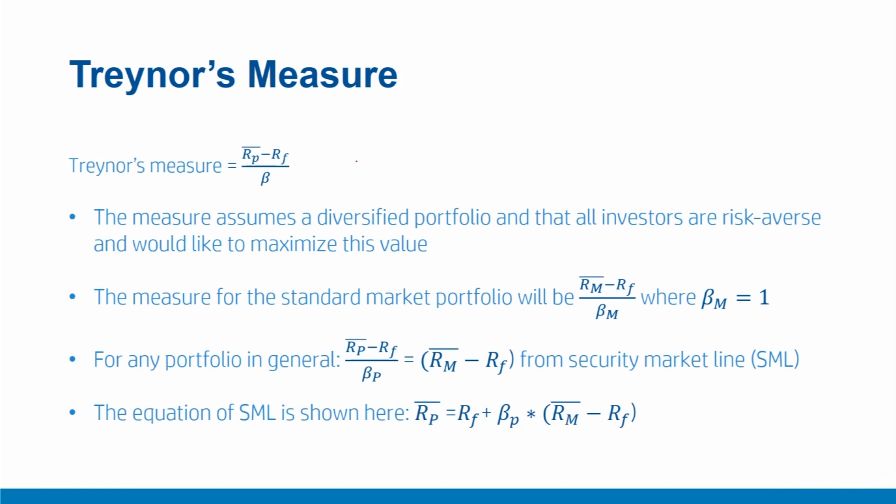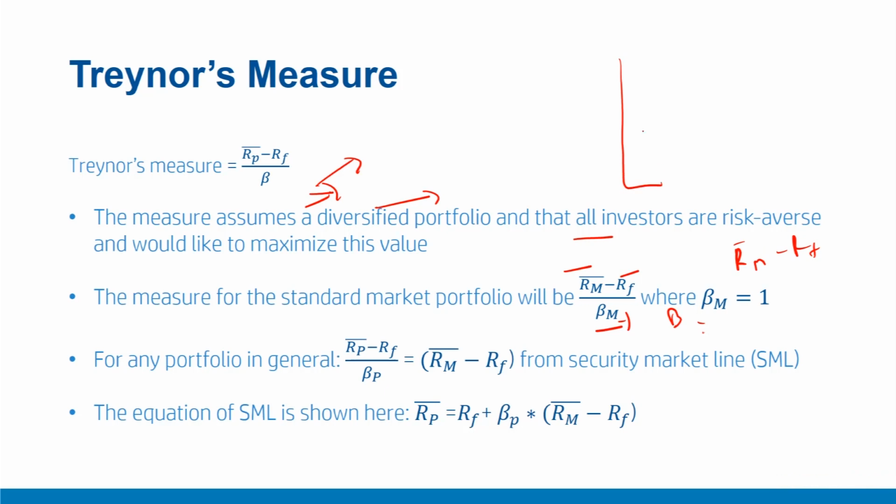Now, this measure assumes that investors hold diversified portfolios and all the investors are risk averse and would like to maximize this Treynor's measure. Let us examine this Treynor's measure for the market portfolio. For expected return RM bar, risk-free rate RF, and beta M, where beta M is 1 because it is the sensitivity of the market with itself, the slope or Treynor's measure becomes RM bar minus RF itself.